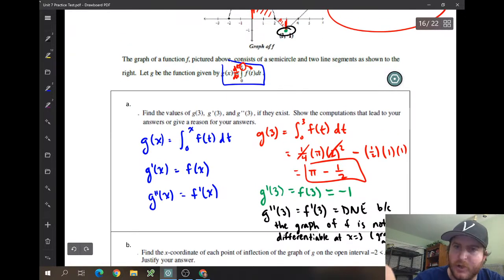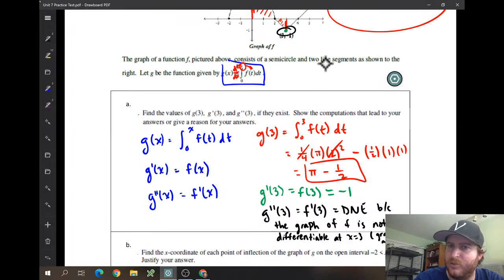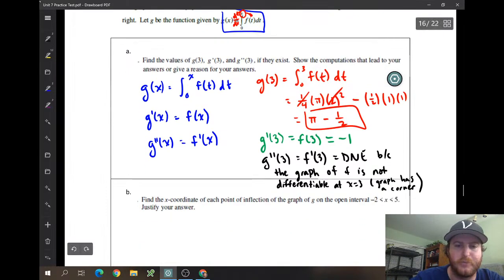Otherwise we would have done the slope. If this line had continued down, we would have done the slope there, like f prime of 3, the rise over the run, and just counted it algebraically. But because we made a corner, that graph is not differentiable. So g double prime of 3 does not exist.